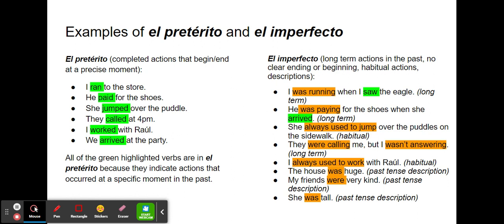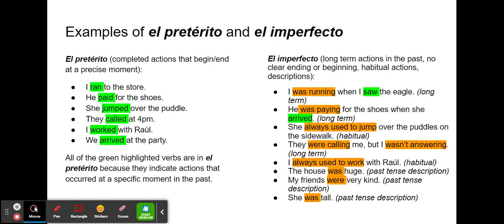Next three are all descriptions. So let's look at this first one. The house was huge. That's a past tense description of the house. There's not an action there. We're just describing the size of this house. So that is a past tense description, so it's imperfecto. We also are assuming that this is kind of a long-term thing. It's not that the house was huge for a split second. It was huge for a long time in the past. So that would make it imperfecto.